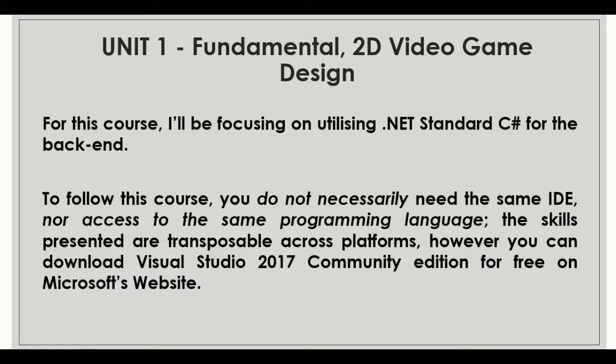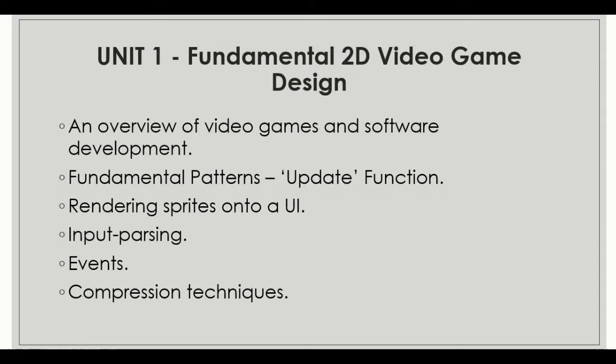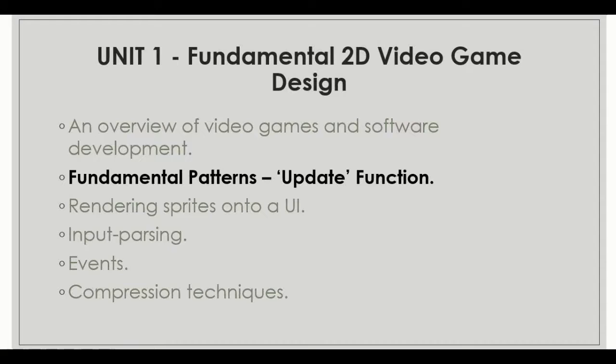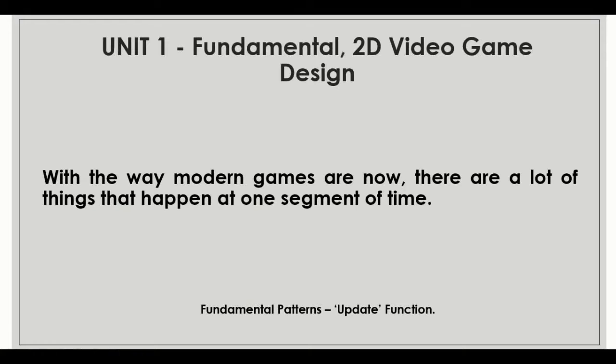So, with the way that modern games are now, there are a lot of things that happen at one segment of time. We can definitely agree that games over time have definitely increased in complexity. These video games have systems in place that deal with contingencies concerning player inputs, feedback, and perhaps things such as external events. For example, getting some kind of in-game invite to a friend's online co-op room whilst you are midway into your own game session.